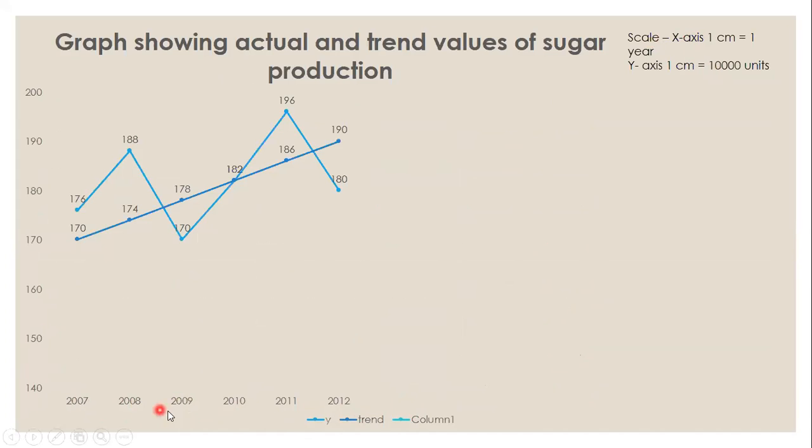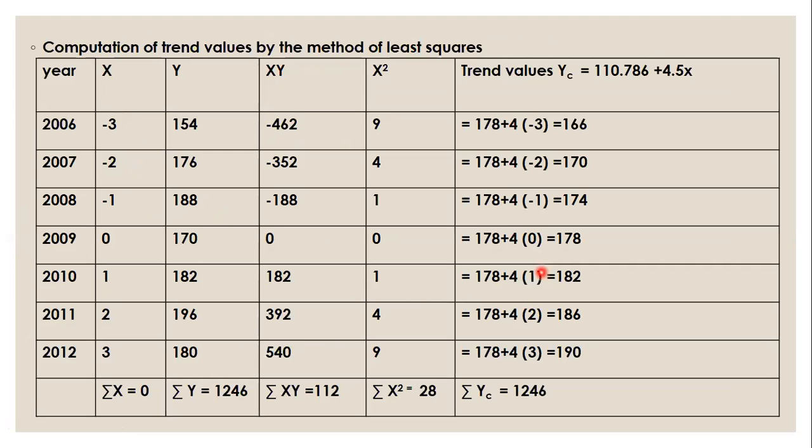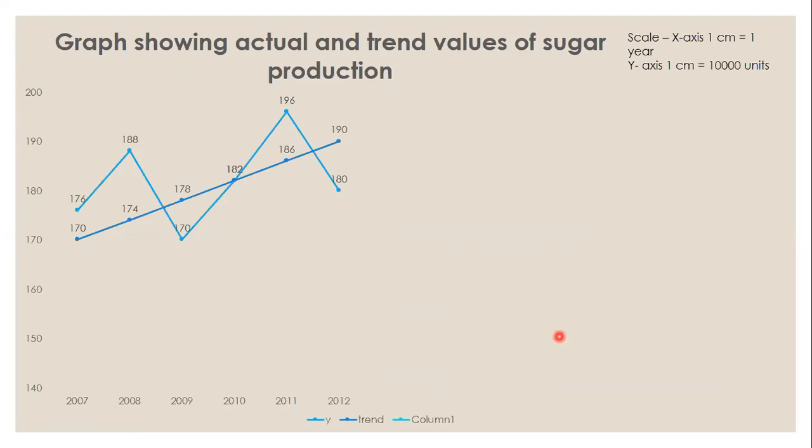So here 2007, 8, 9, 10, 11, 12. That is what we have the data with us, so we are going to plot those data. Then for the y-axis, check how many units are there. If you see here, you have 154, 176, 180. So there is a difference of somewhere around 10 to 20, right? So we will take 10 as the difference.